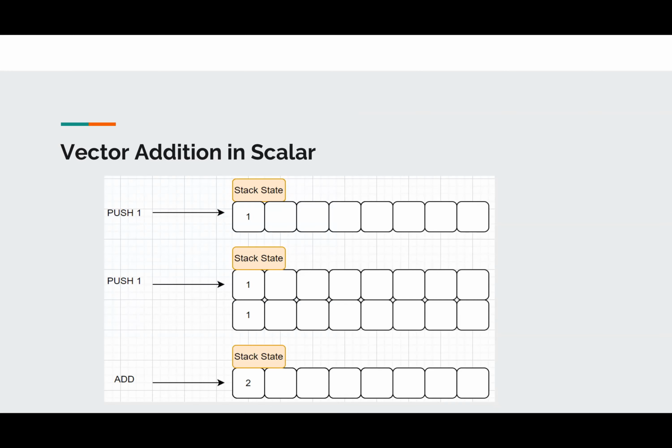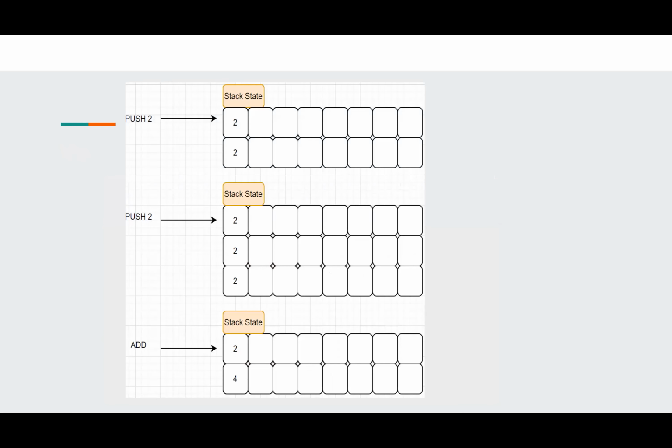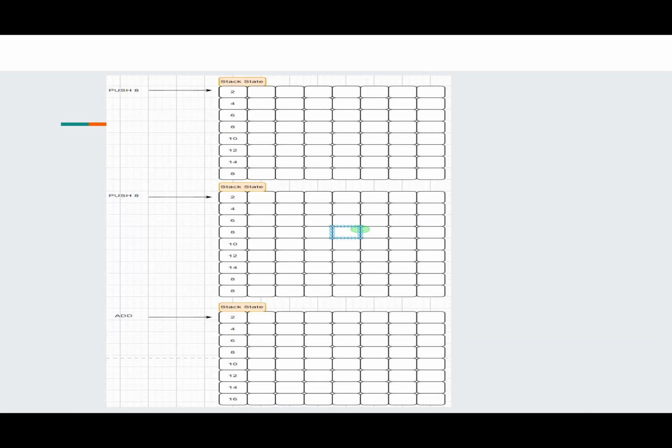An example of vector addition by using scalar operations in the Ethereum Virtual Machine. For example, if we are adding two vectors of size 8, we are doing this one by one if we are using scalar operations. For the first operation, we are pushing the first elements of both vectors and adding them. The stack state looks like that, and we are doing the same thing for the second elements as well. We are pushing the second elements and adding, and we are doing this for all of the elements one by one. At the end, the stack state looks like this. In total, we executed 8 different additions for 8 elements.